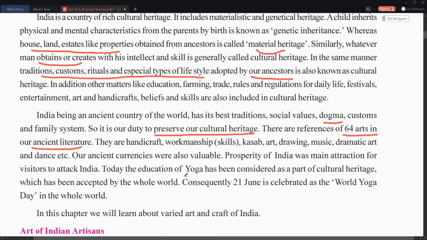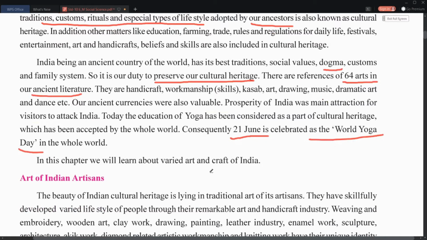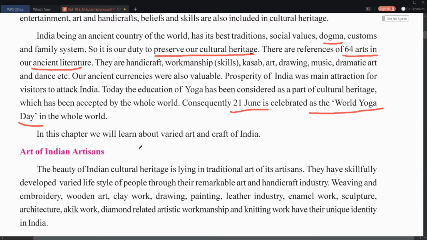Today, the education of yoga has been considered as a part of cultural heritage, which has been accepted by the whole world. You can see yoga as one of our big achievements because India has given the whole world this thing, that is yoga. And consequently, 21 June is celebrated as the World Yoga Day in the whole world. This is a big achievement because the whole world is celebrating Yoga Day on 21st June.